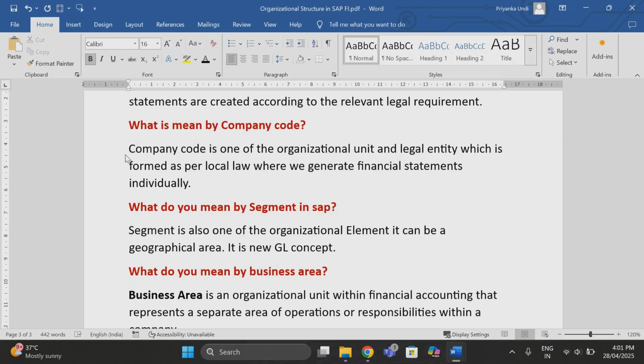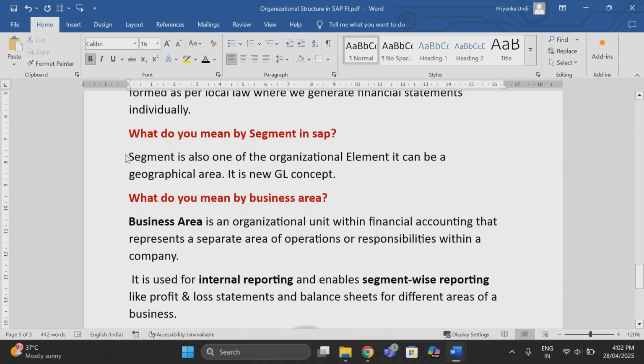Company code is one of the organizational units and a legal entity. Company is an organizational unit, but company code is one of the organizational units and a legal entity, formed as per local law, where we generate financial statements individually. For an individual company code, we generate financial statements. So wherever the company is located, based on these legal requirements, we will generate the financial statements. So company is an organizational unit, and company code is one of the organizational units and a legal entity for which we generate financial statements.